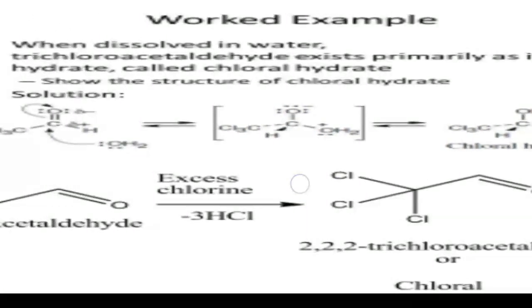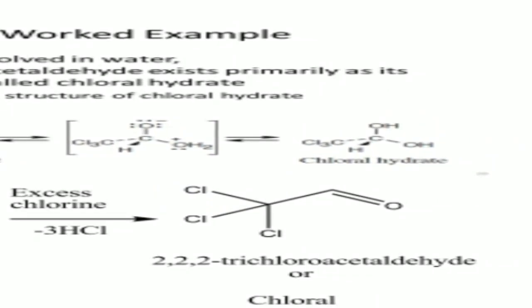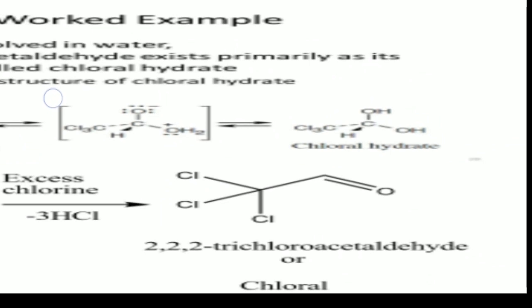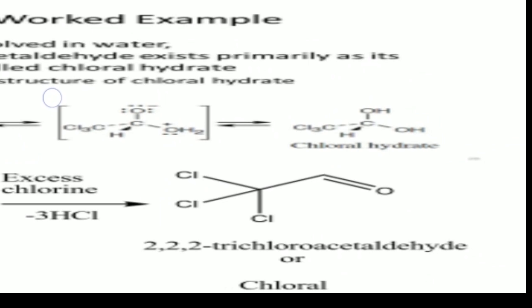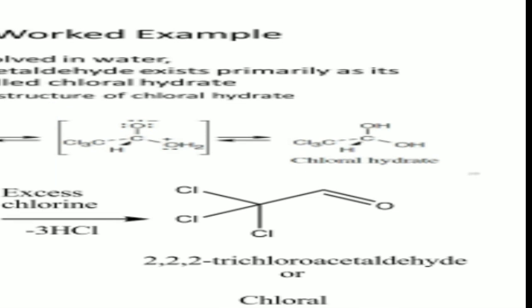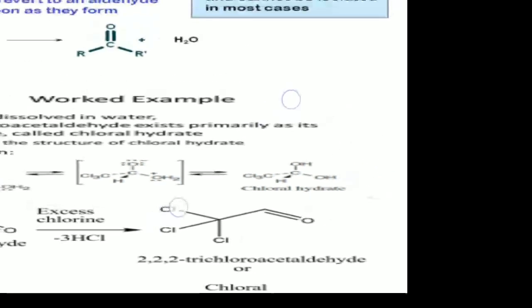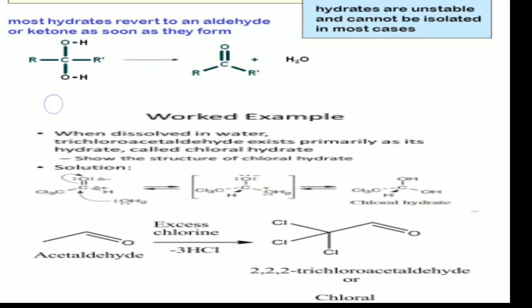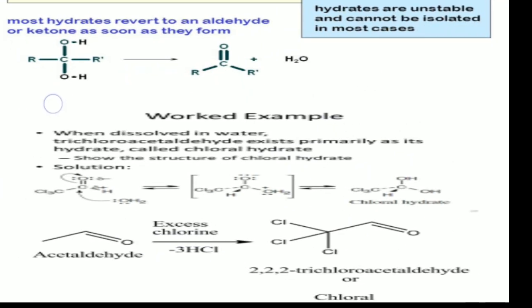Chloral hydrate is used in the preparation of some beverages. This is the formation of chloral hydrate. Here also acetaldehyde, which is in the form of chloral, is added by water to produce chloral hydrate.